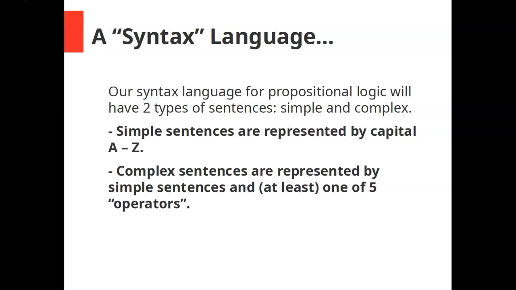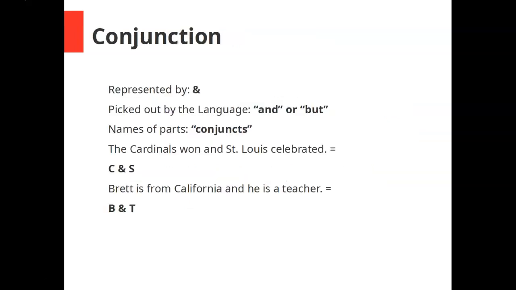We have simple sentences, but we also have complex sentences in our syntax language. Complex sentences are represented by simple sentences and at least one of 5 operators. So our complex sentences are made up of simple sentences, which we've already had, A through Z, and operators. We'll talk about those. So here's one operator, one of our 5 operators, conjunction. Conjunction is represented by the ampersand, the symbol that you've probably seen before here. It's picked out by the language and or but, and the parts of a conjunction are called the conjuncts.